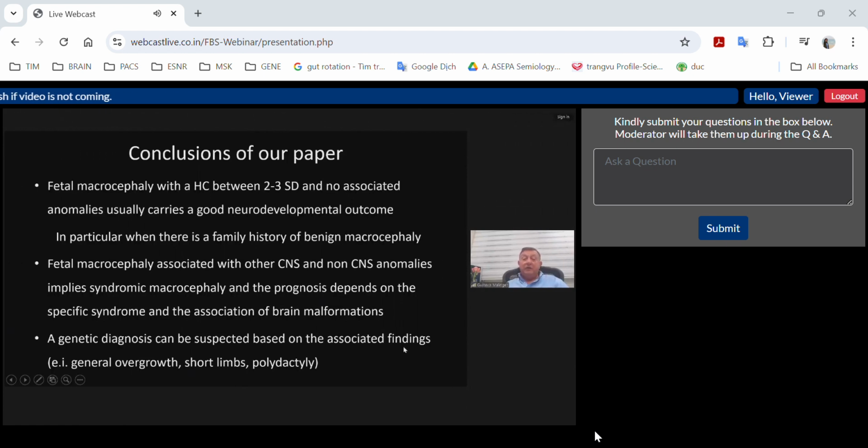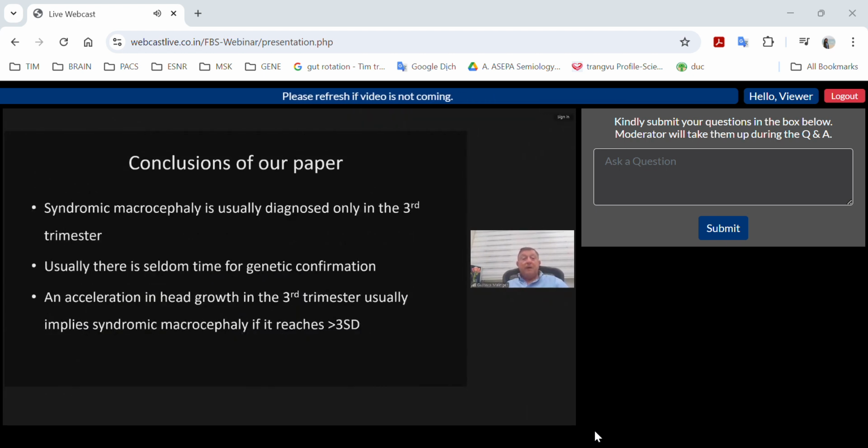In particular, when there is a family history of benign macrocephaly. Fetal macrocephaly associated with other CNS or non-CNS anomalies implies syndromic macrocephaly, and the prognosis depends on the specific syndrome and the association of brain malformation. A genetic diagnosis can be suspected based on the associated findings. Syndromic macrocephaly is usually diagnosed only in the 3rd trimester. Usually there is seldom time for genetic confirmation. It has changed since then.